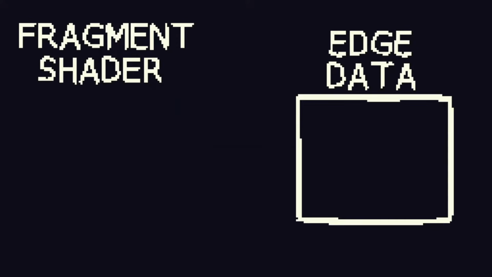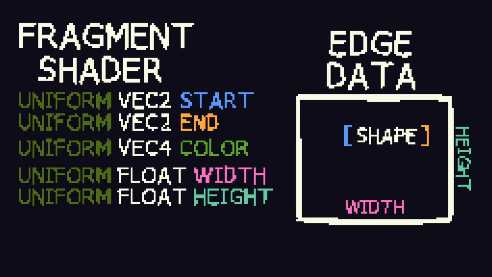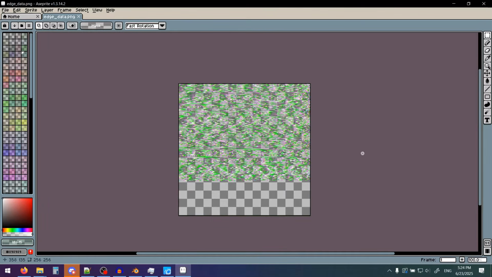We can guide the fragment shader where the edge data of the specific shape starts and ends in the texture with uniform variables, as well as provide other crucial information like the color of the shape and the edge data texture size. If you are interested in how edge data looks like as an image, this is an image generated from the edge data of the visuals from this video. Yep, it looks like random colors with random opacity.